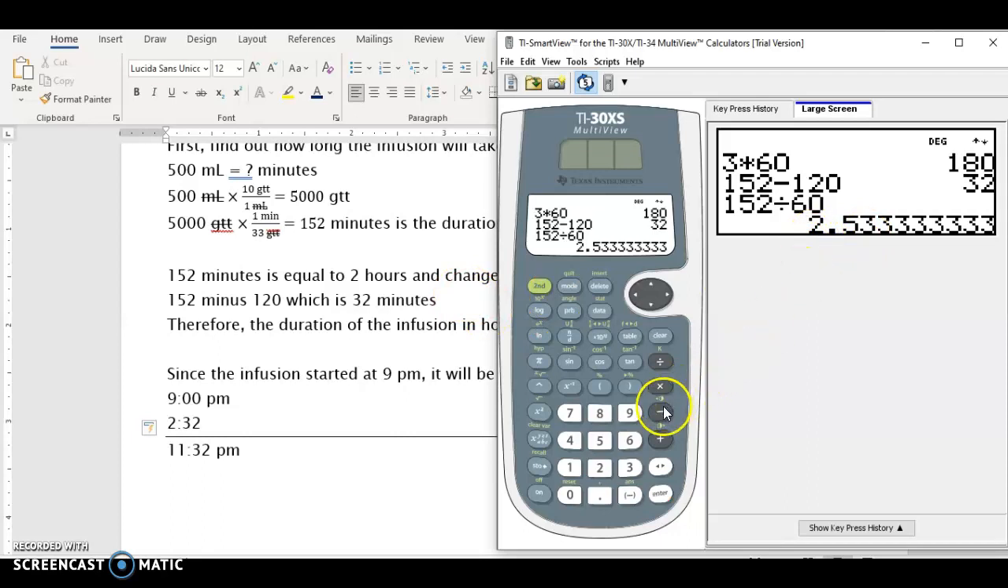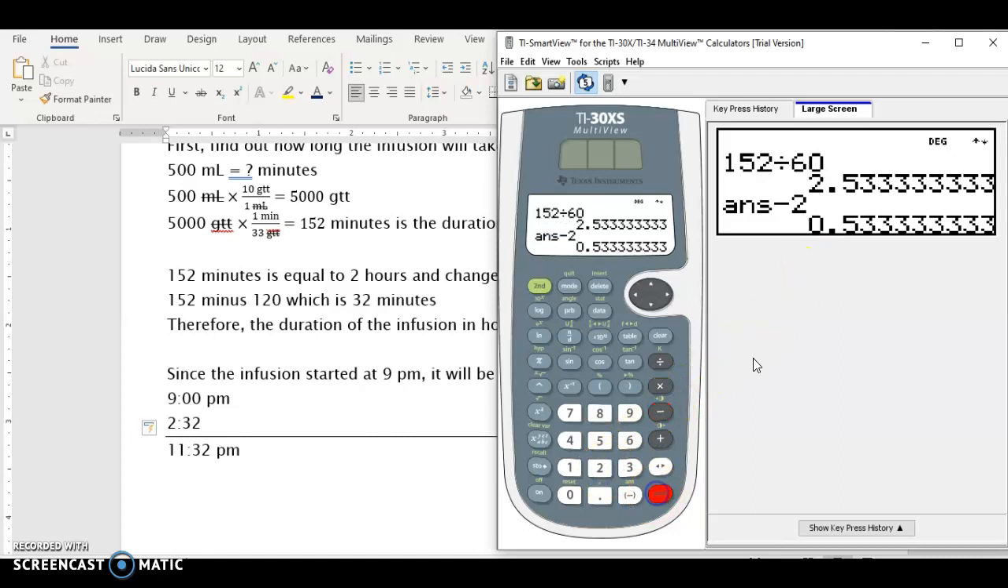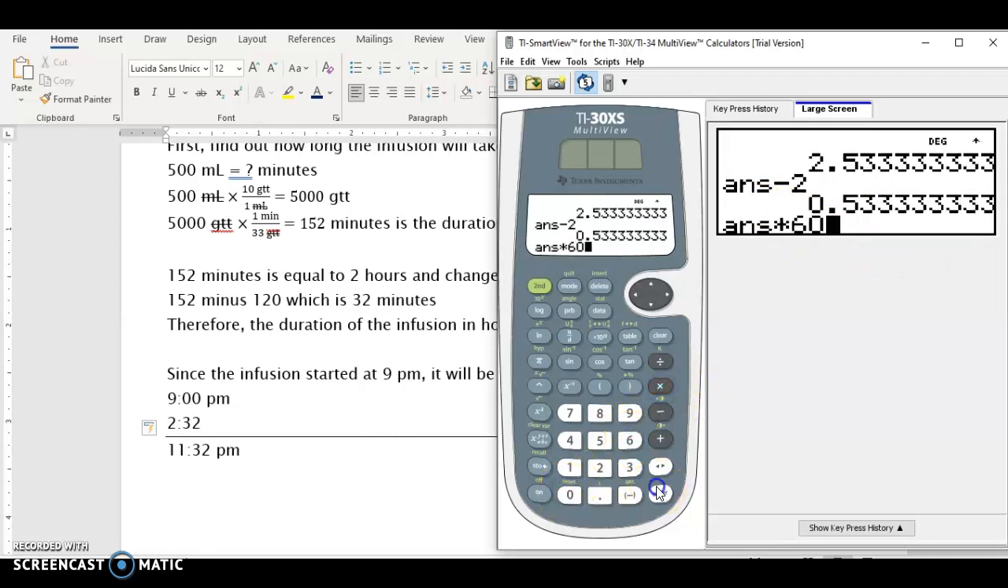Then let's subtract the 2 from that, and we get 0.5333 with the 3s repeating. You do not round that decimal; you want to leave it as it is. Then to figure out the number of minutes in 0.5333 hours, multiply that by 60. Then you get 32. That's how you can figure out that 152 minutes is equal to 2 hours and 32 minutes.